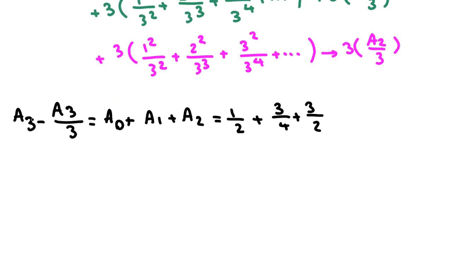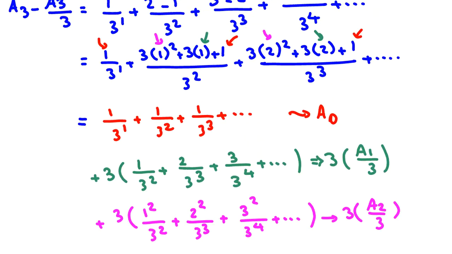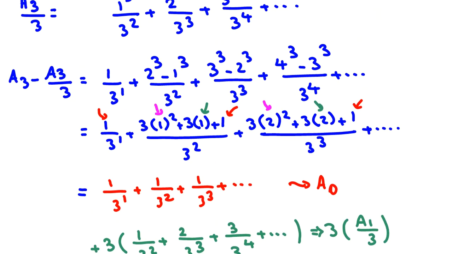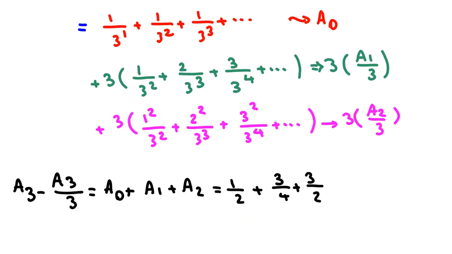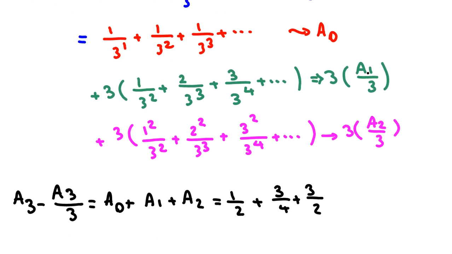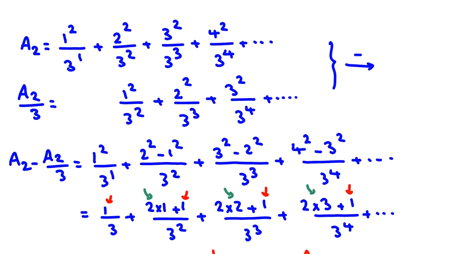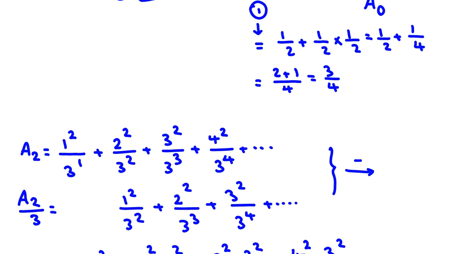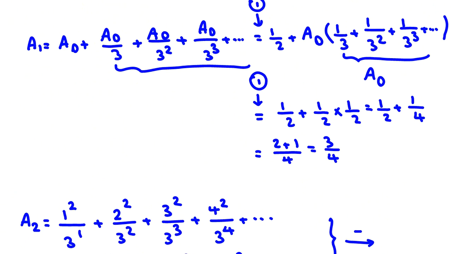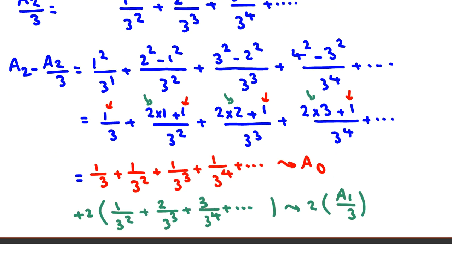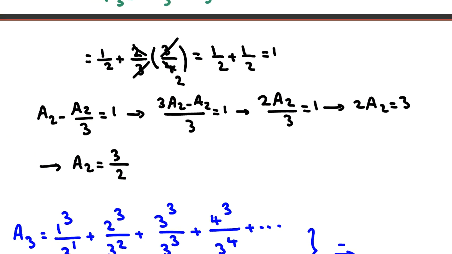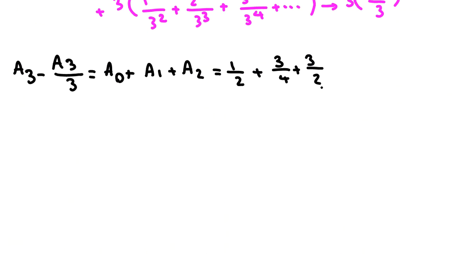Okay, so if you write all of them, A3 minus A3 over 3 will be A0 plus A1 plus A2. We found that A0 is 1 over 2, A1 is 3 over 4, we proved. Let me show you here. A1 is 3 over 4, and A2 we've calculated is 3 over 2. So it will be 1/2 plus 3 over 4 plus 3 over 2.